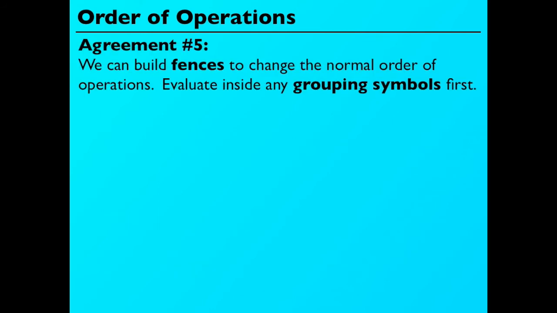The last agreement is agreement number 5. We can build fences to change the normal order of operations: evaluate inside any grouping symbols first. For example, I have this expression, and if I use the order of operations that we've learned so far, I get the answer 3. But what you can also do in mathematics is use grouping symbols. And remember, these grouping symbols we have to do first.